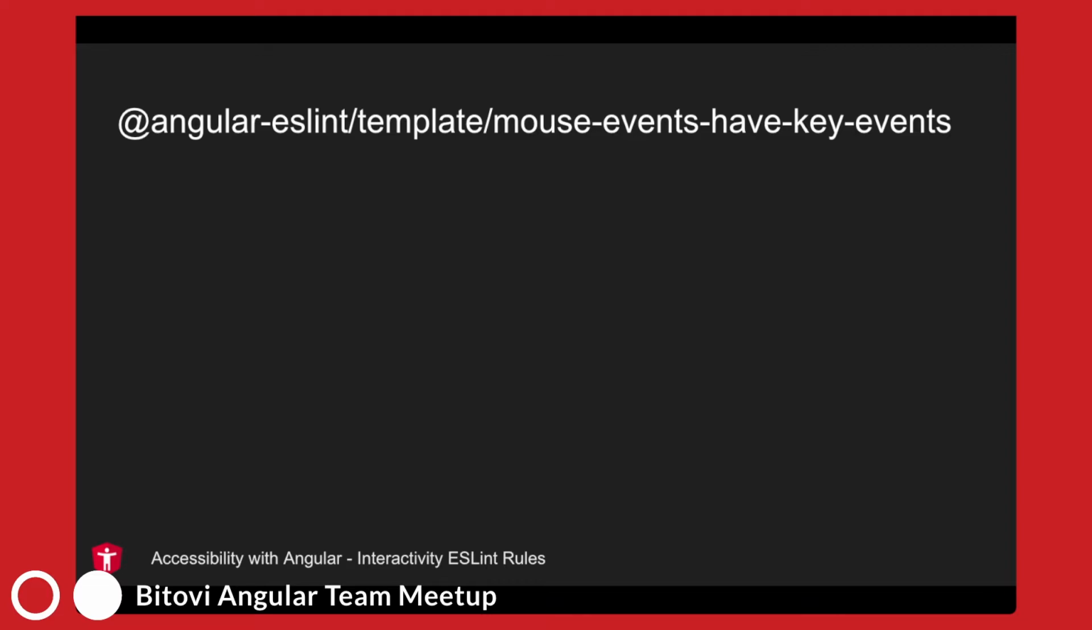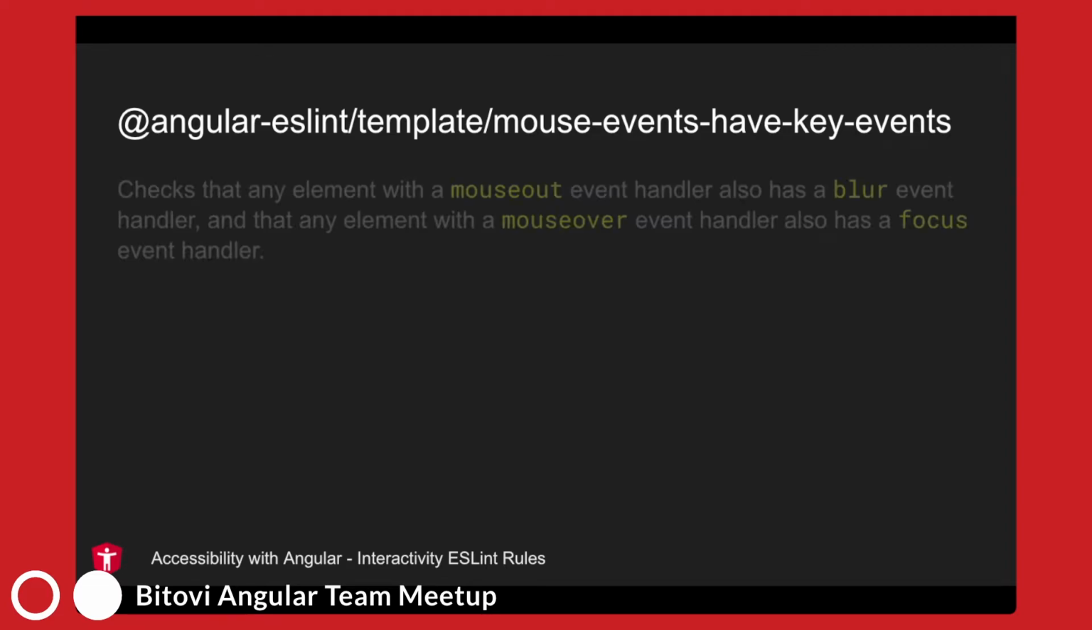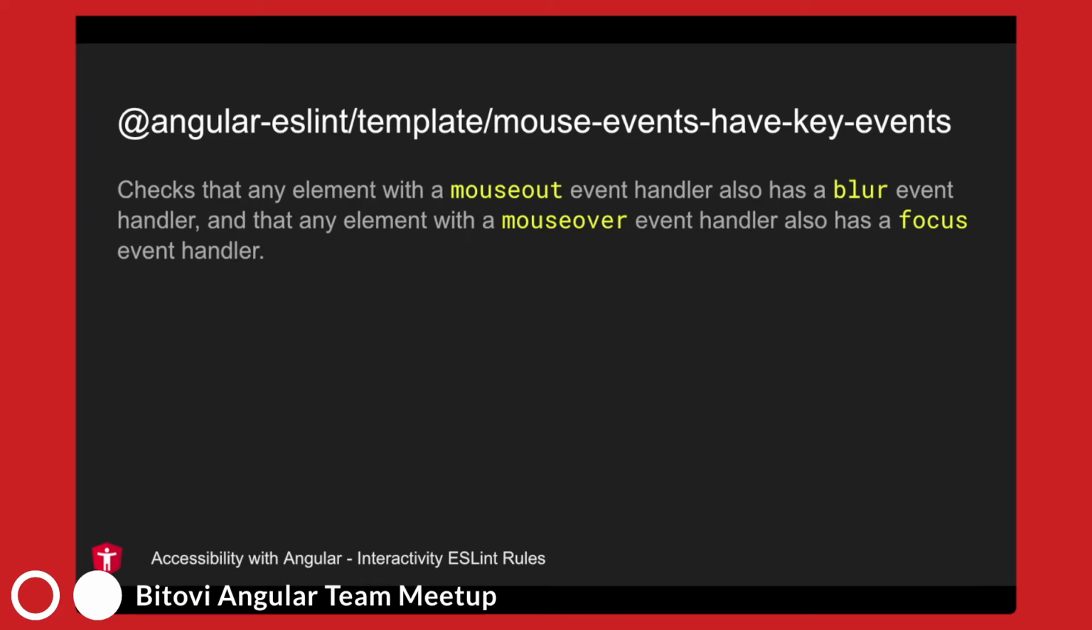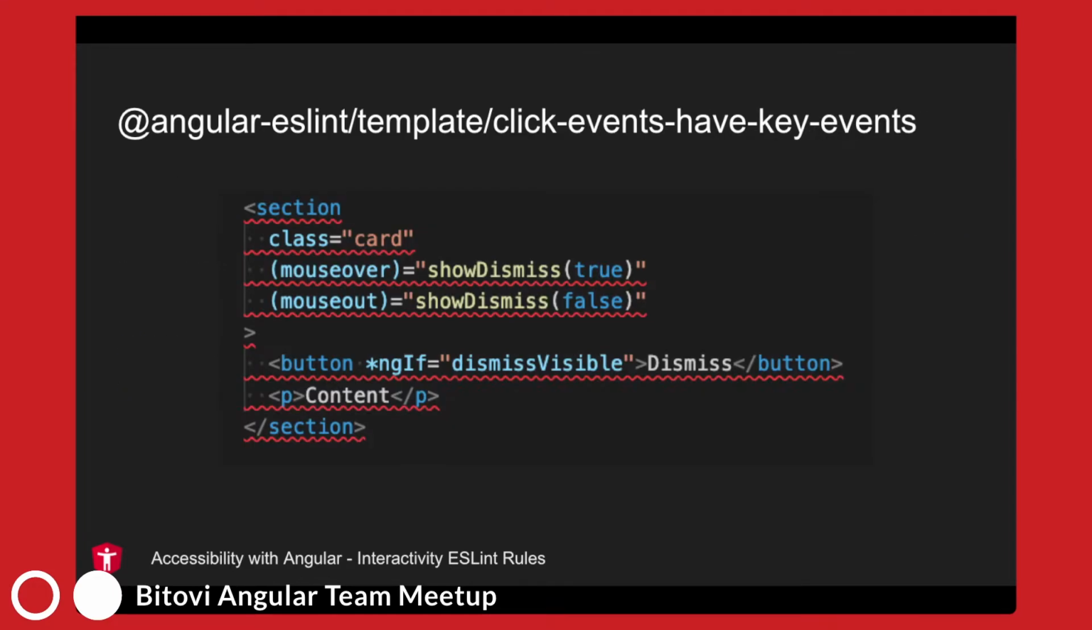Okay, our last rule is also mouse and keyboard related. In this one, we want to make sure that any element that handles mouse out also handles blur, and anything that handles mouse over also handles focus. This follows along with the same rule, 2-1-1, and let's look at an example here.